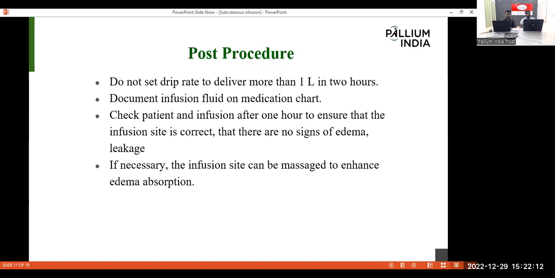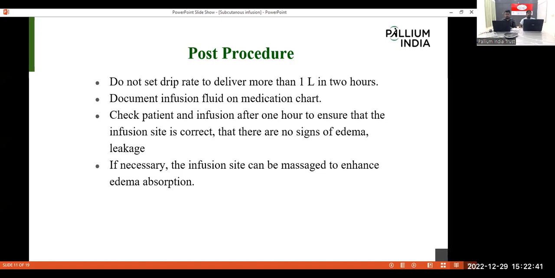Then after the procedure, after connecting the SV set and the infusion tubings, everything, within 2 hours don't cross 1 liter. Be sure about that: 1 liter within 2 hours. Don't cross that. Then document the infusion fluid, its name and rate, everything, and we need to mention the medications.